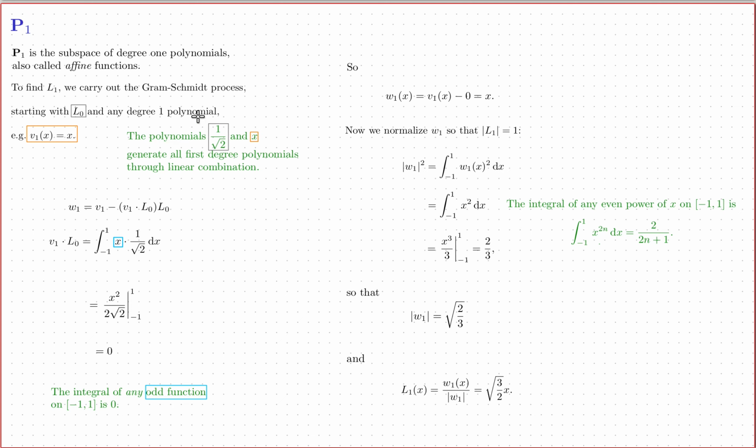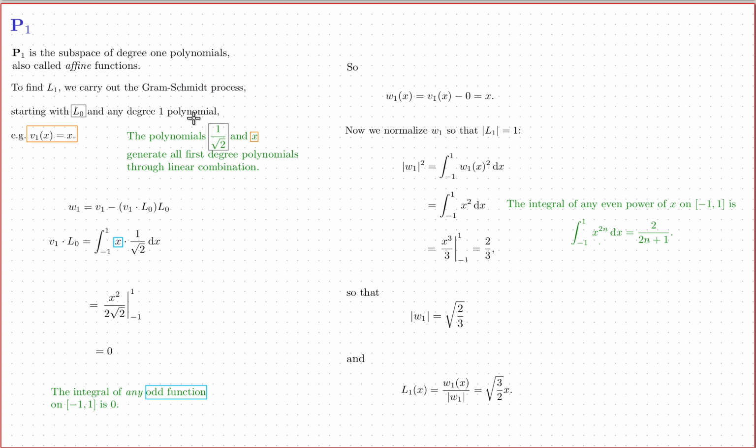Now, we can reuse our L0 function as a part of our basis, right? So we'll reuse L0, and then we want to add another function, which I'll call L1, so that L1 together with L0 will make up a basis for P1. Now, we'll use the Gram-Schmidt process. In the Gram-Schmidt process, you start with any basis for your subspace, and then you turn it into an orthonormal basis by applying this Gram-Schmidt algorithm, right?